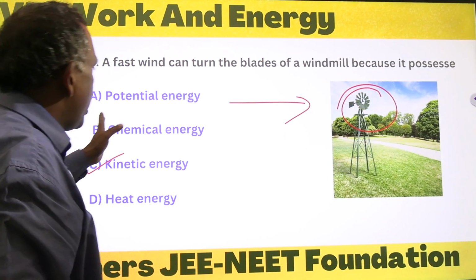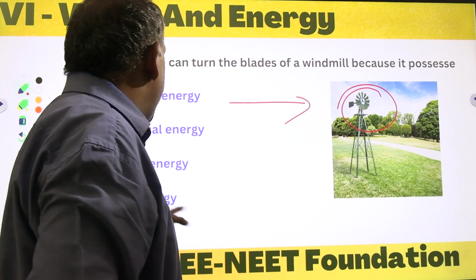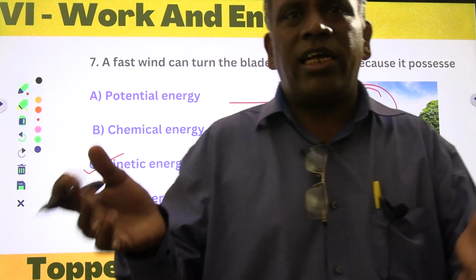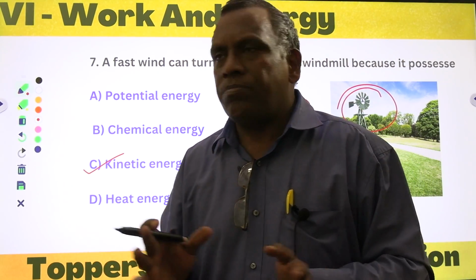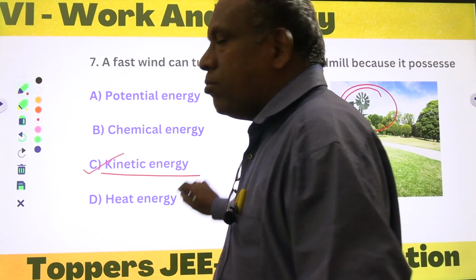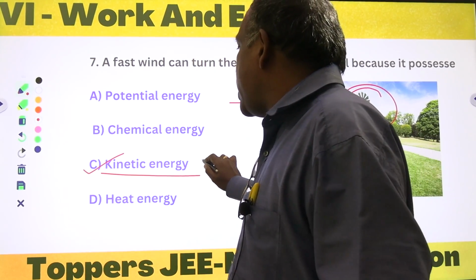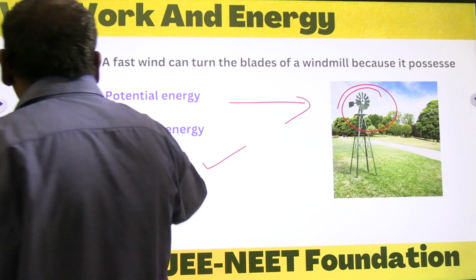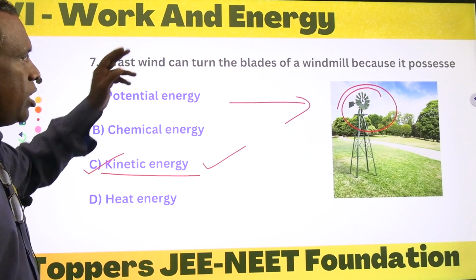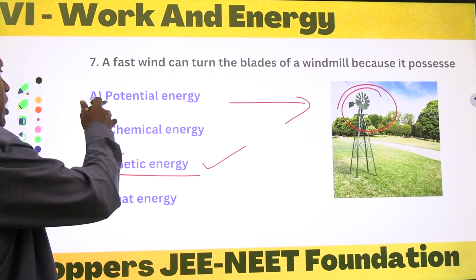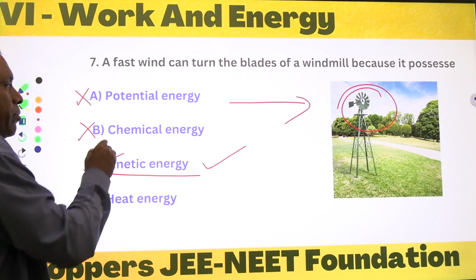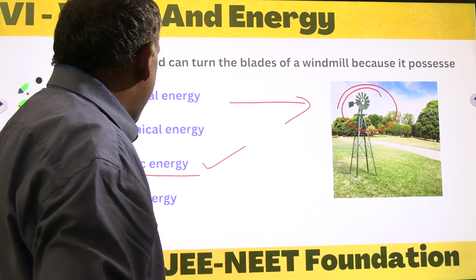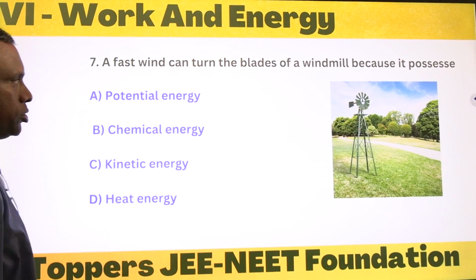It will not have potential, chemical or heat energy. The fast wind, the blowing wind, because of motion only, has the energy possessed by a body by virtue of its motion. That's why kinetic energy; wherever motion is there, kinetic energy is involved. So the remaining options are not related to the motion here, so they are not correct. Potential energy is not correct, chemical energy is not correct, heat energy is not correct. Kinetic energy is the correct answer for this question.